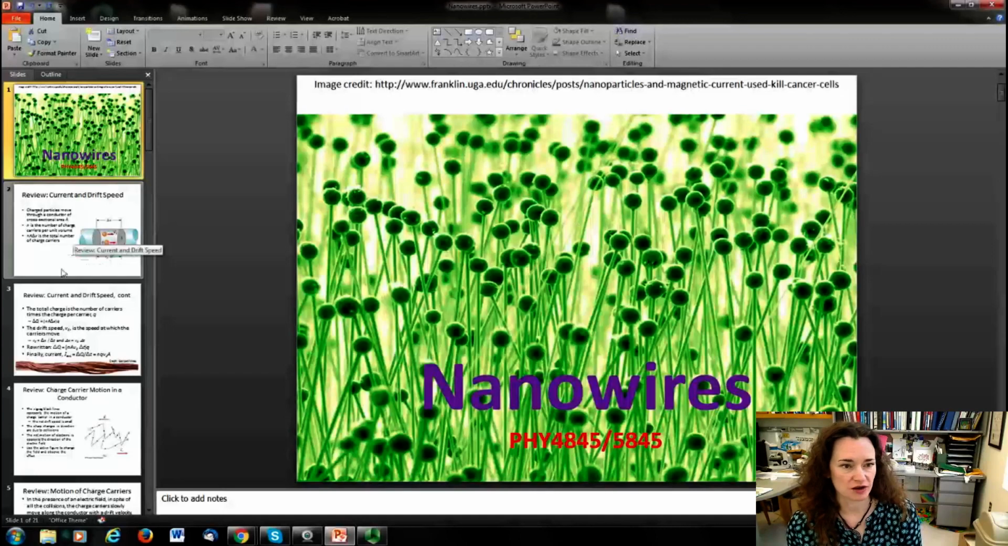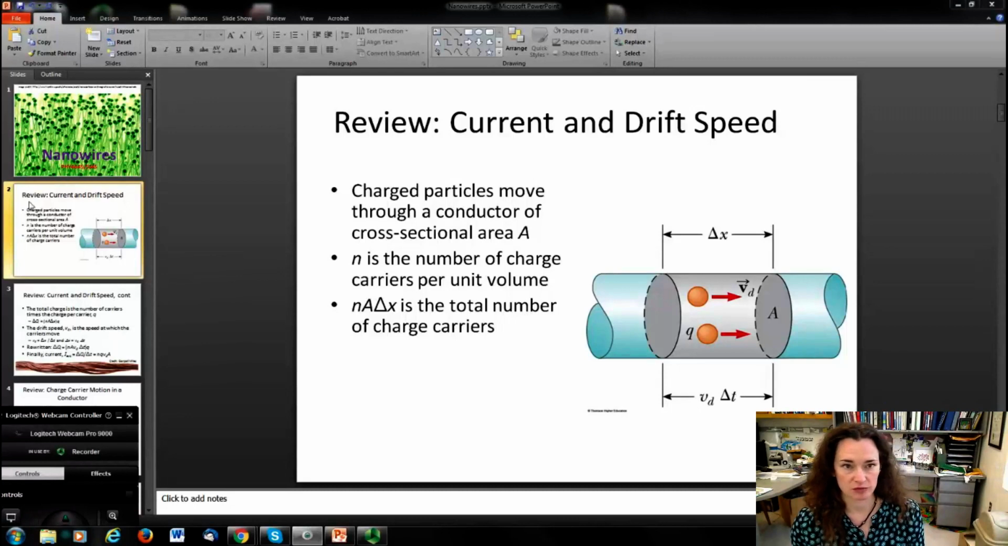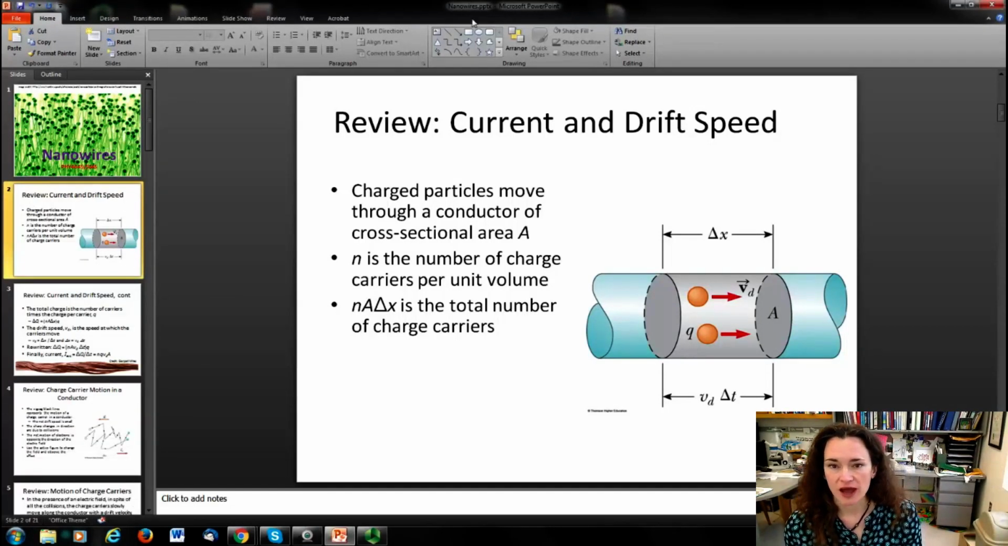But moving on, first, before we talk about that really cool stuff, I think we need to do a little bit of a review of some introductory physics concepts so you'll be kind of up to speed on what I mean by all that. So here we have a review of the classical model of conduction, and we're going to cover a little bit on current and drift speed.